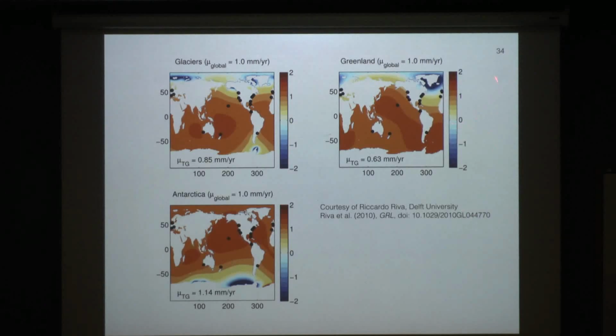So this is the same fingerprint from Greenland that I just showed you. And again, it's normalized to have 1 millimeter per year global average. What's interesting is if I take my 22 long records and sample this map at those 22 locations and take the average, I only get 0.63 millimeters per year. So for any amount of melt from Greenland, these 22 records would underestimate the rate of sea level rise by more than 35%. And then I'm also showing the fingerprint from the glaciers, also normalized, and this would underestimate by about 15%.